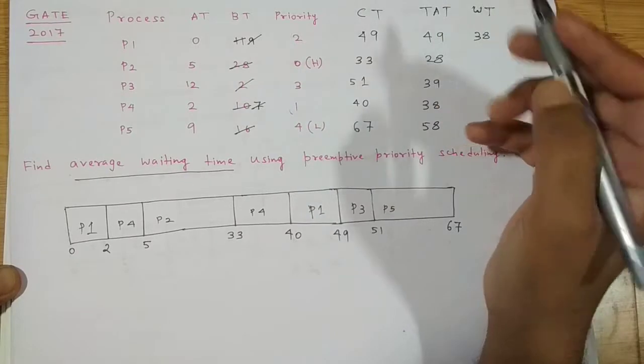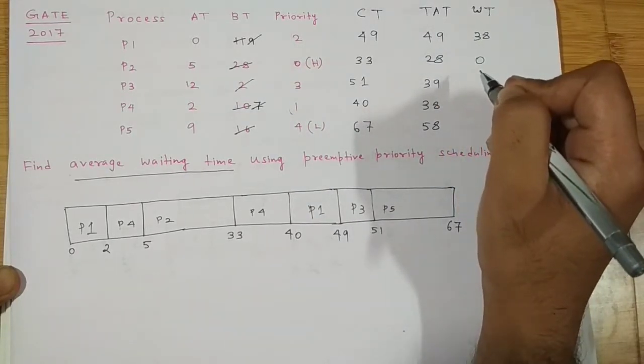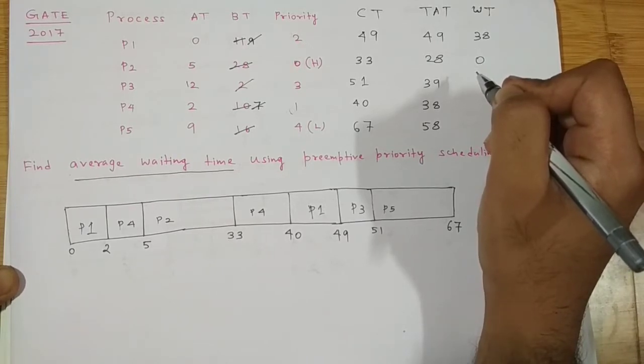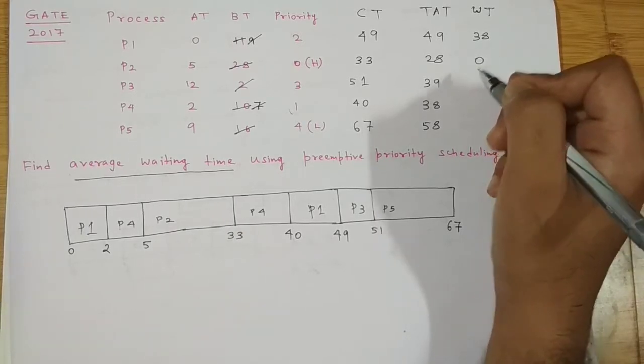28 minus 28 will give me 0. That means process P2 did not wait for any time. Of course, it makes sense, right? Because it is the highest priority process. So the highest priority process will never wait for the CPU.